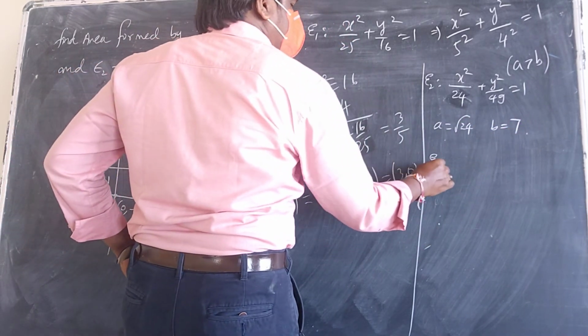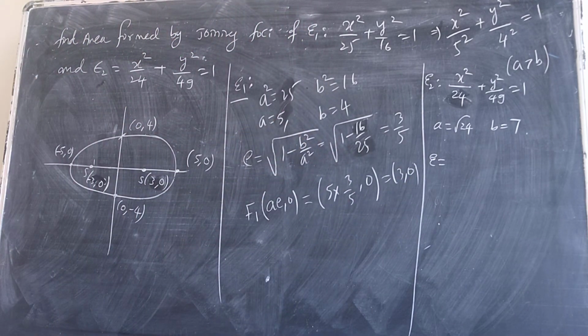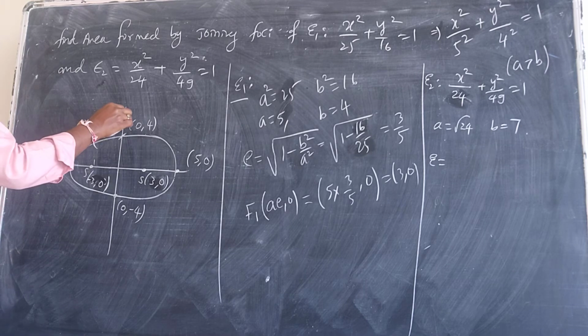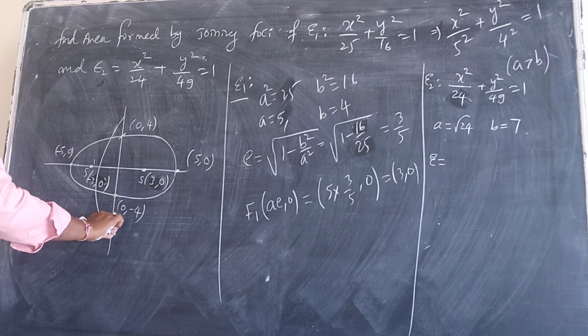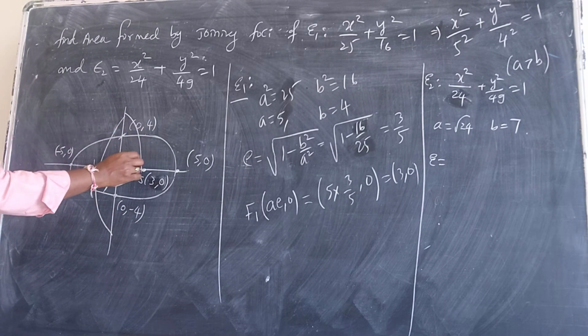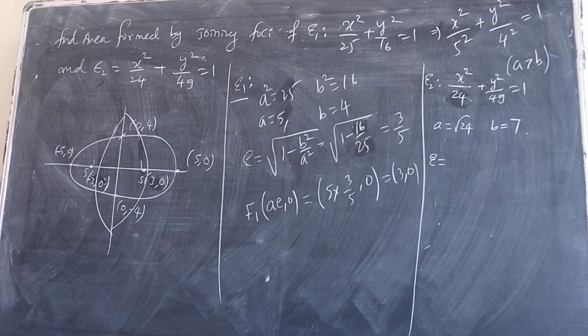Then eccentricity is equal to, see which is bigger? Is it A bigger or B bigger? B is the bigger one. So it will be vertical ellipse. This is going to form vertical ellipse, right? It is going to form which ellipse? Vertical ellipse. Another ellipse is going to form is vertical ellipse.